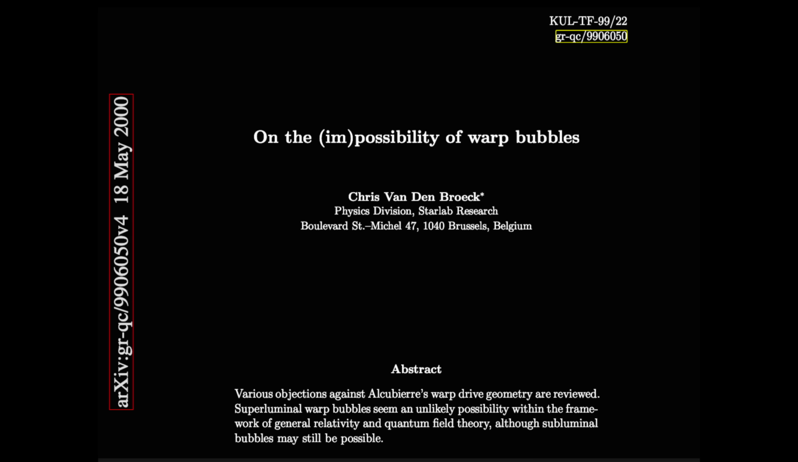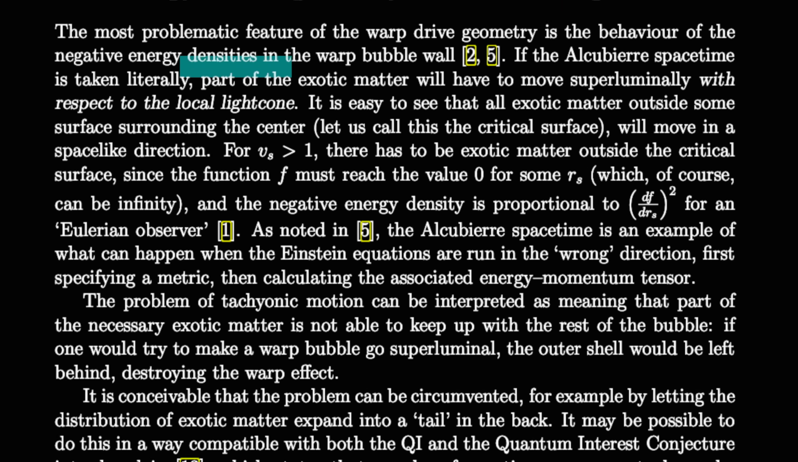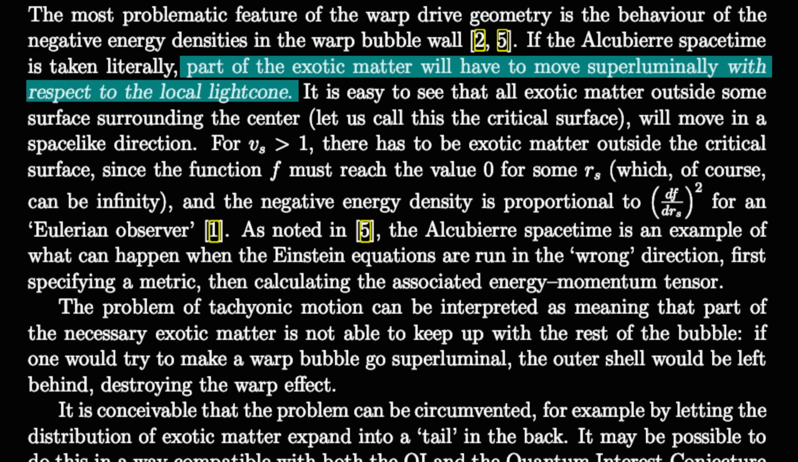This conclusion was also supported later by Chris van der Broek, who clarified that at least some of the exotic matter must be moving faster than light. The problem is that in order to cause the required warping around this inner protected region of flat spacetime, some of the exotic matter must necessarily be outside of that inner region, and all matter outside of that inner region must move slower than the speed of light.